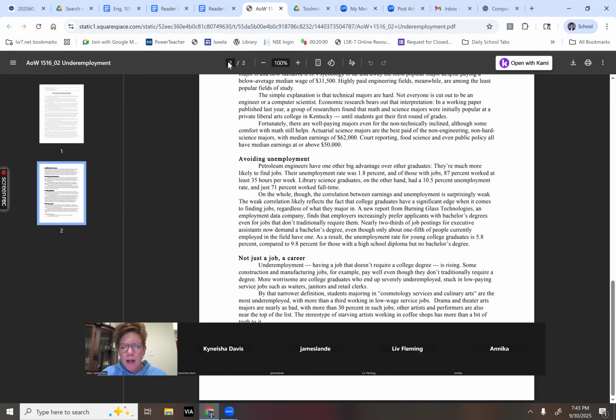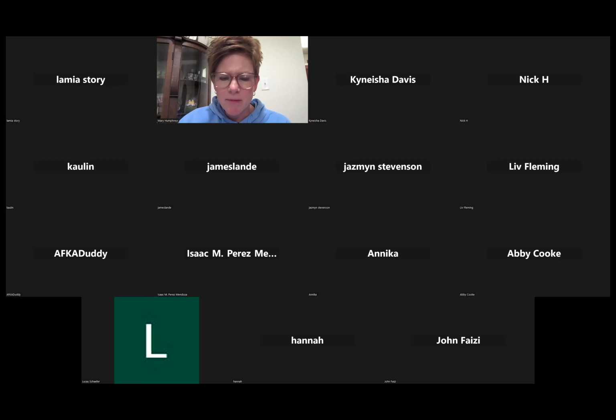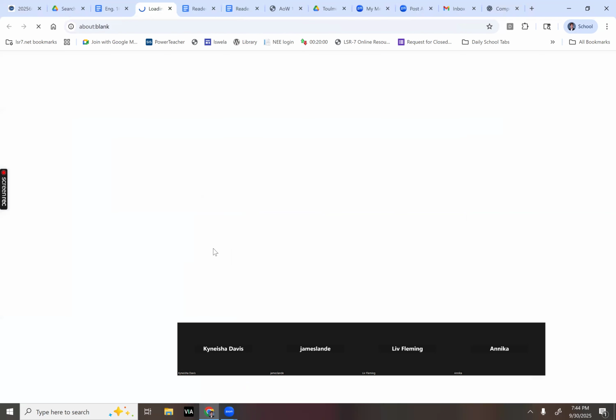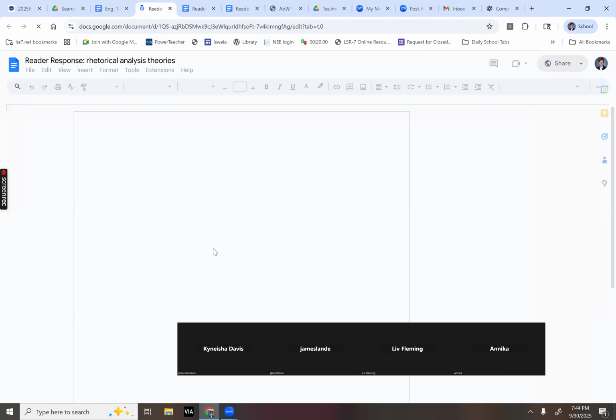Okay. All right. So now we have taken a look at all three methods. I don't know why I stopped sharing my screen. Sorry about that. We've taken a look now at the three main models of argumentation that we use with Aristotle, Rogers, and then Toulmin today. So now what I want to do is talk about our next writing assignment. Okay, coming up on the screen here.